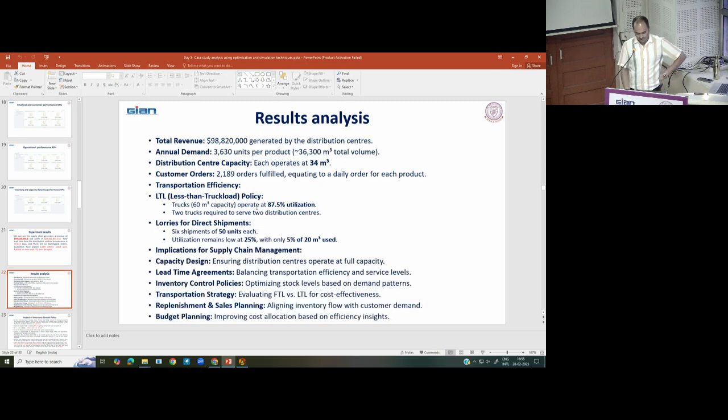Less than truckload policy is there. You can add some additional trucks. Otherwise you can do one thing as well. You can reduce the capacity of that vehicle, so that a small vehicle will transport those products.